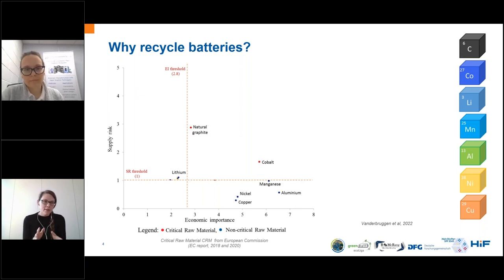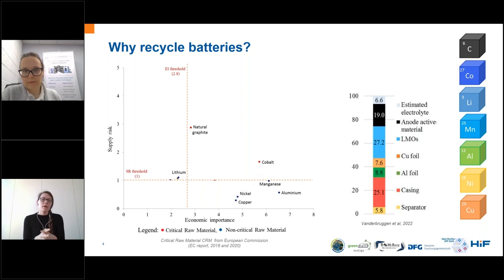So here on the left, you can see a diagram which shows the supply risk versus the economic importance, which was basically put together by the European Commission. And you can see especially the graphite and the cobalt are critical raw materials, but this report is by now a few years old. So all of the other ones have become more critical too, because the demand is increasing.